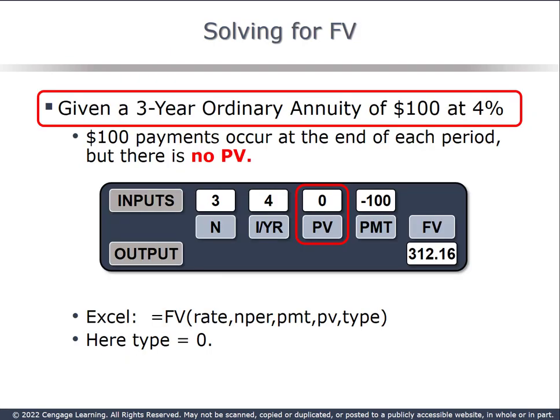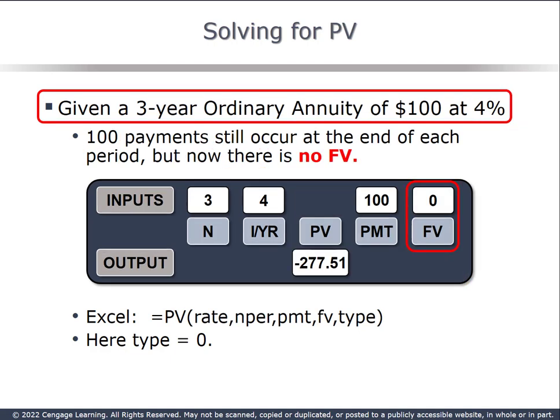First, let's look at an example of solving for a future value of an ordinary annuity. 3-year annuity, 4% annual rate. You deposit $100 each year. Present value is 0 since the problem doesn't say you start with any money in your account. Payment is negative since you're depositing the $100 each year. Future value will be positive.